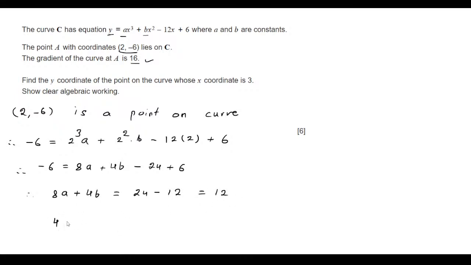Now 4 you can take common. So it is 4 times (2a plus b) equals 12. So this gives you one equation: 2a plus b is equal to 3. This is my first equation.